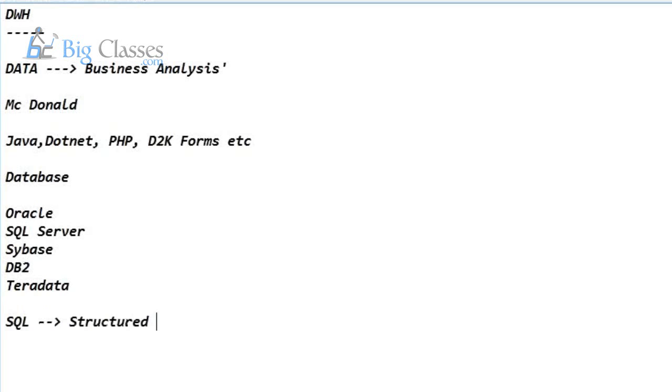Yes, so the structured query language is right. In order to communicate with the database, we use the structured query language. In that structured query language, we have some sub languages like DDL, data definition language, data manipulation language, data retrieval language, data transactional language. All those things are present in this SQL.